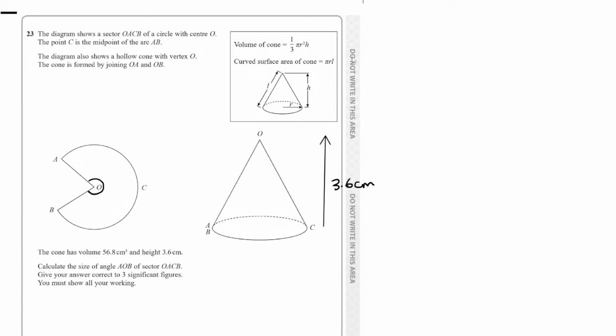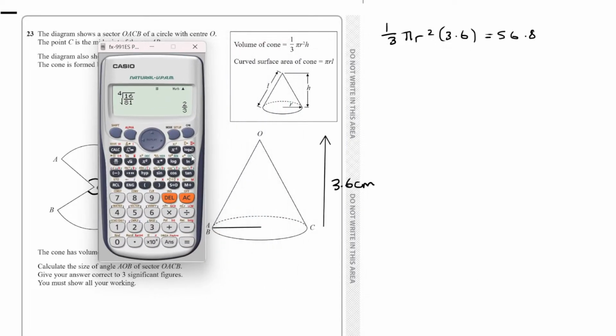Now, if you have no idea where to start with this one, you might as well start with the formulas they've given you. Why else would they give you these formulas? They've given us the volume of the cone first, and we know the volume of the cone, so that's where I would start. So I go 1/3 pi. I don't technically know the radius of the cone, so I'm going to leave that as r squared. And I do know the height is 3.6, and I do know that the answer to that is 56.8. So even if you don't know why that's relevant, you might as well just work out the radius of the cone, mightn't you?